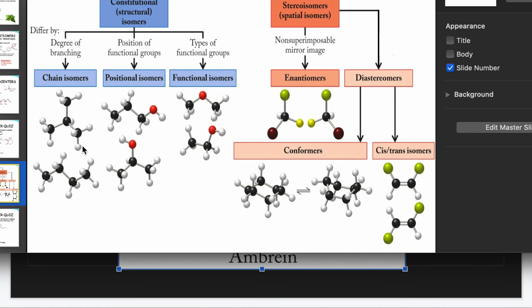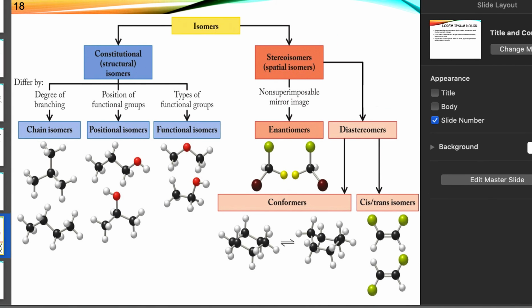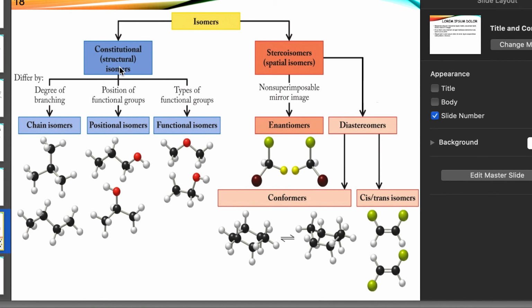This chart I also found to be really helpful. I didn't put this in my slides, but I like it. It kind of goes over these constitutional isomers and different types. So these ones are chain isomers, positional, functional, which we didn't really go into depth in ever, I don't think. But just know that these are all constitutional isomers.